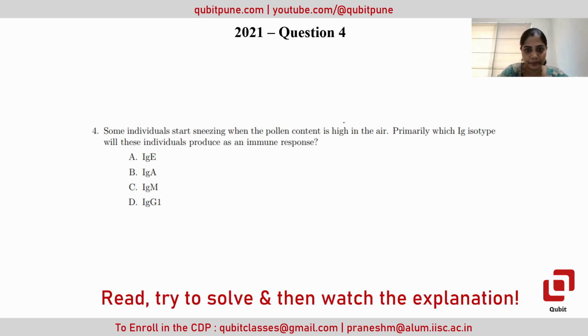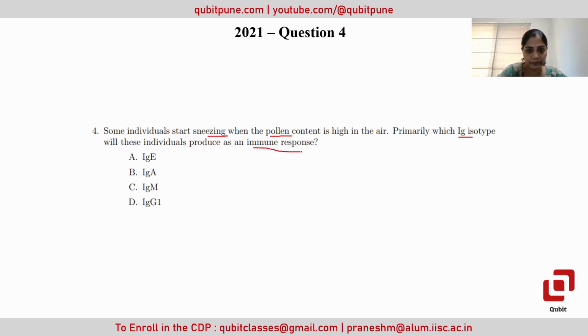Next. Option, okay. Yes, option A is the correct one. IgE type of antibodies are associated with allergic reactions, especially to pollen content.